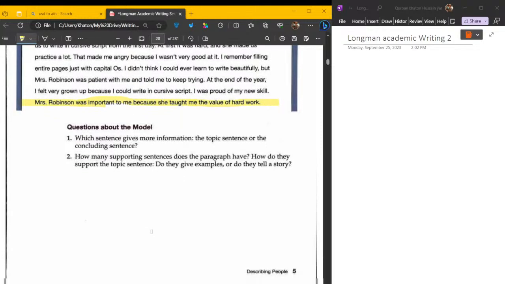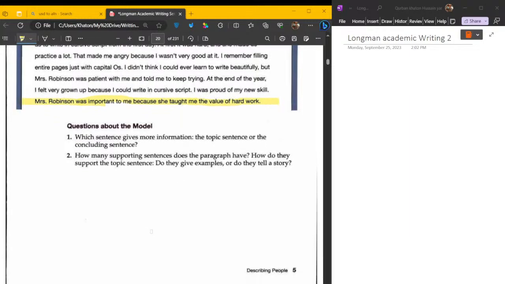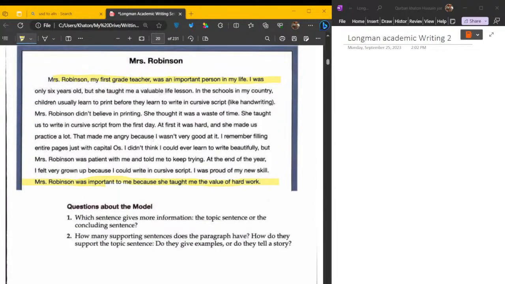How many supporting sentences does the paragraph have? How do they support the topic sentence? Do they give examples or do they tell a story? So let's see how many. We have one.